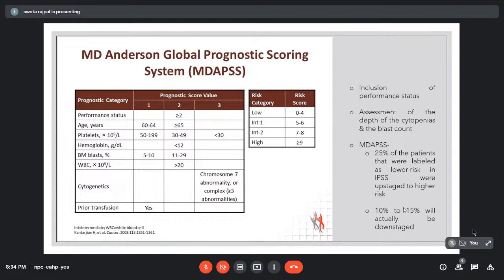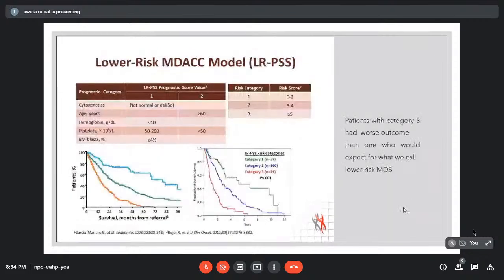What they found is that among IPSS-R low risk patients, 25% actually do very badly, so they have to be upstaged. This prognosis system does that very nicely, so it is commonly used in US groups. Certain groups are using it, but not as widely as IPSS-R, because IPSS-R is very simple to use and needs very simple data. Most centers do not use this type of criteria except for US centers.